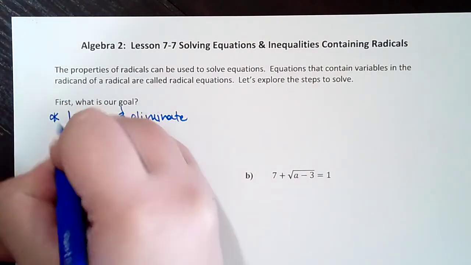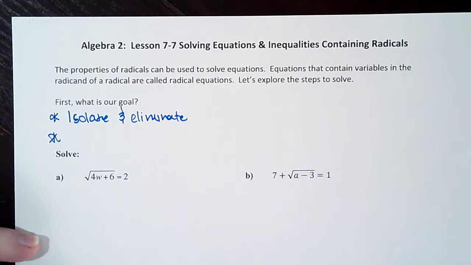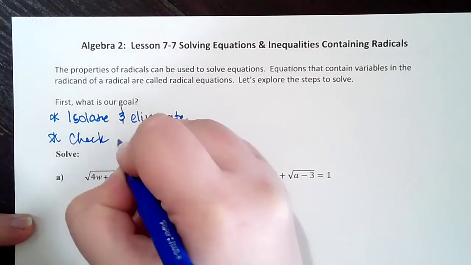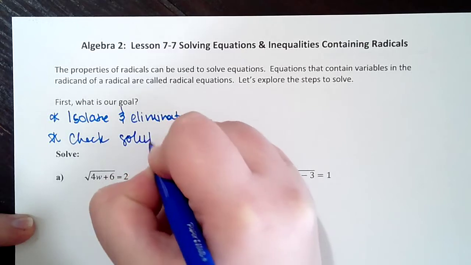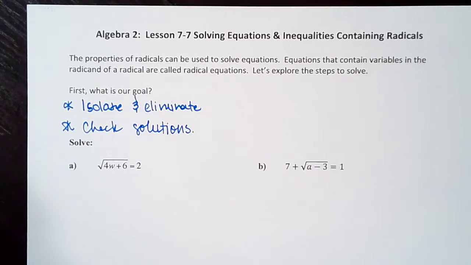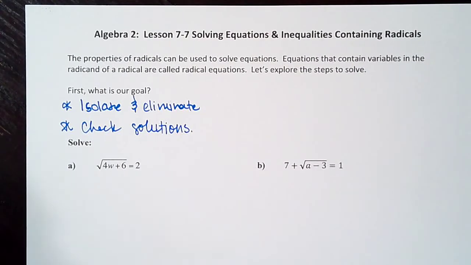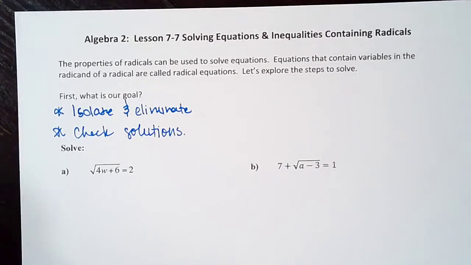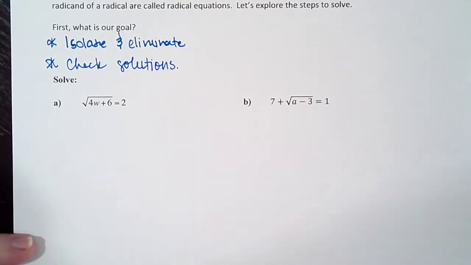That's the first goal. The second goal is to make sure I am checking my solutions. Check solutions. Can't write and speak. By checking my solutions, I know right off the bat that radicals come with a lot of baggage. There's things to be aware of with negatives. There's things to be aware of with taking the square root and squaring things. So by checking my solutions, I'm just ensuring that I didn't make a mistake somewhere along the line or possibly break one of those unwritten rules. So let's just jump in, see what these look like.